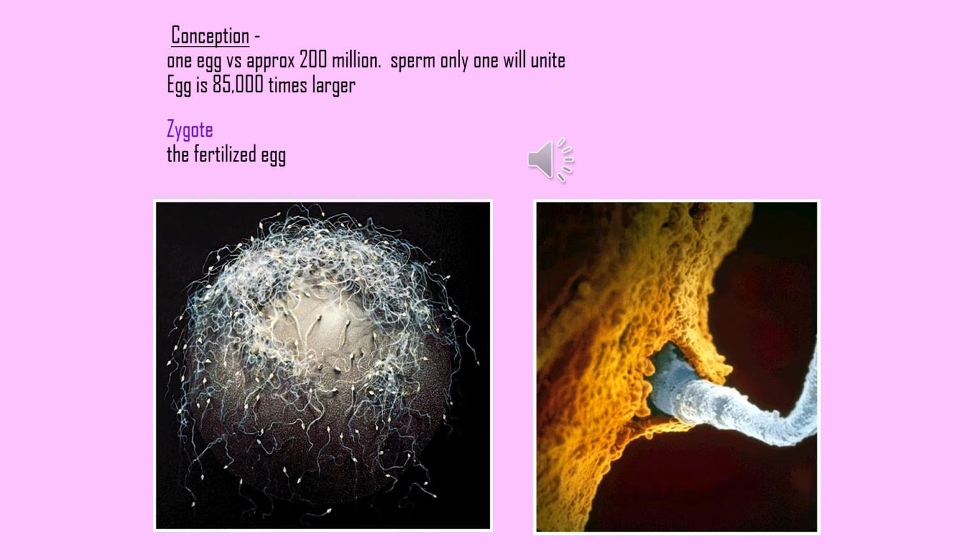When looking at physical development, we begin with conception. The unification of the sperm and the egg takes place in the fallopian tube. When conception, or this unification, takes place, the egg becomes fertilized. The fertilized egg is called a zygote.